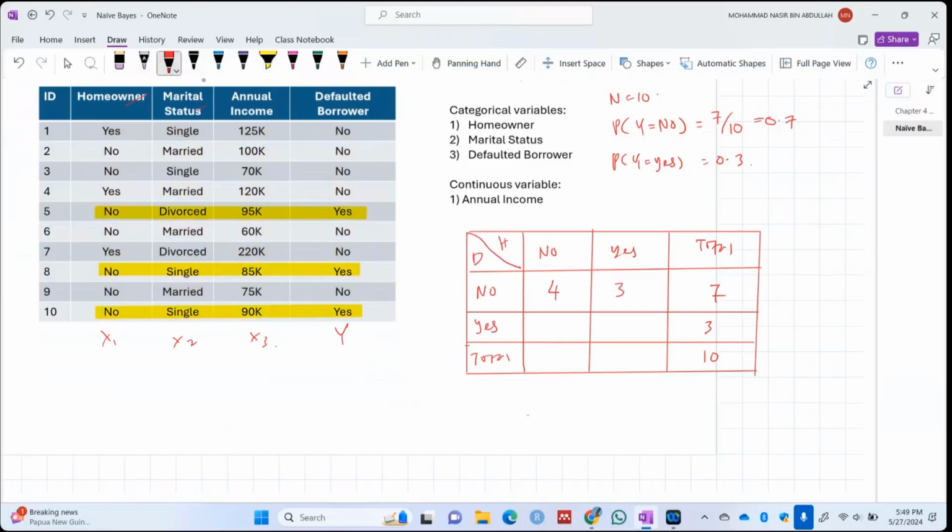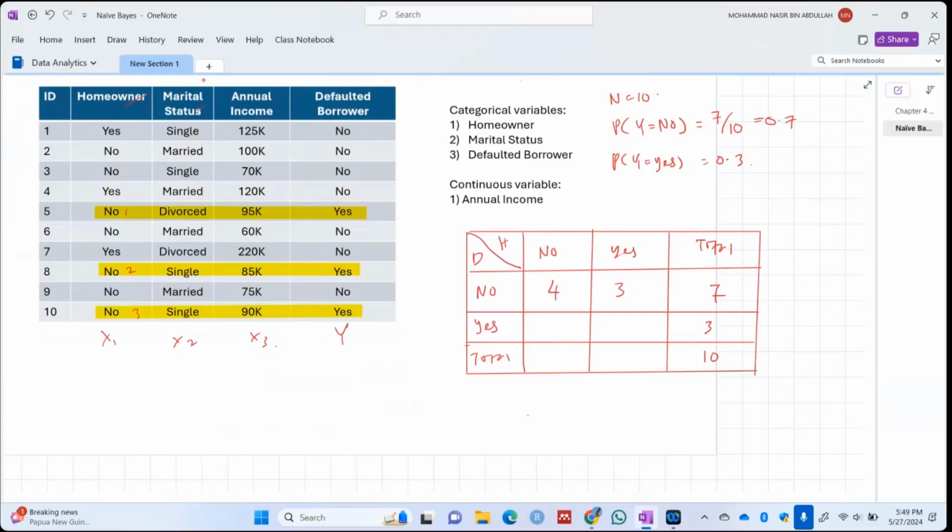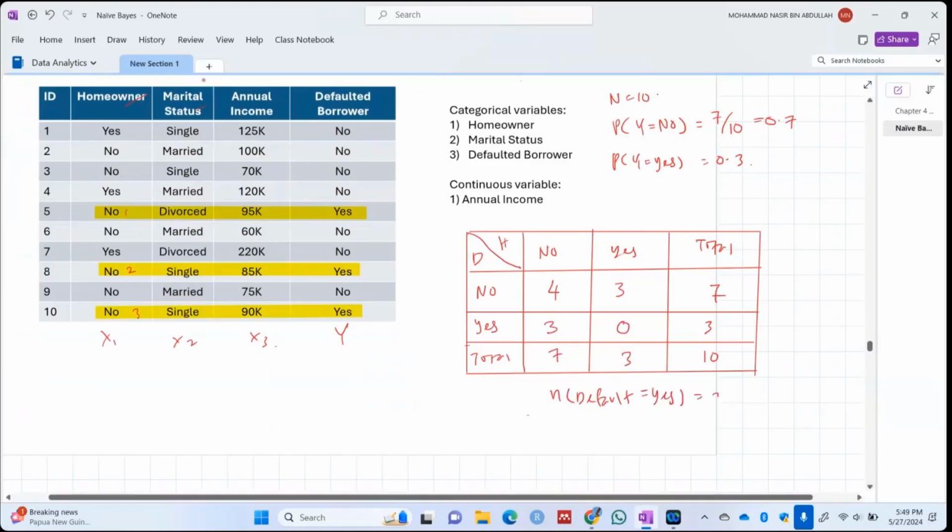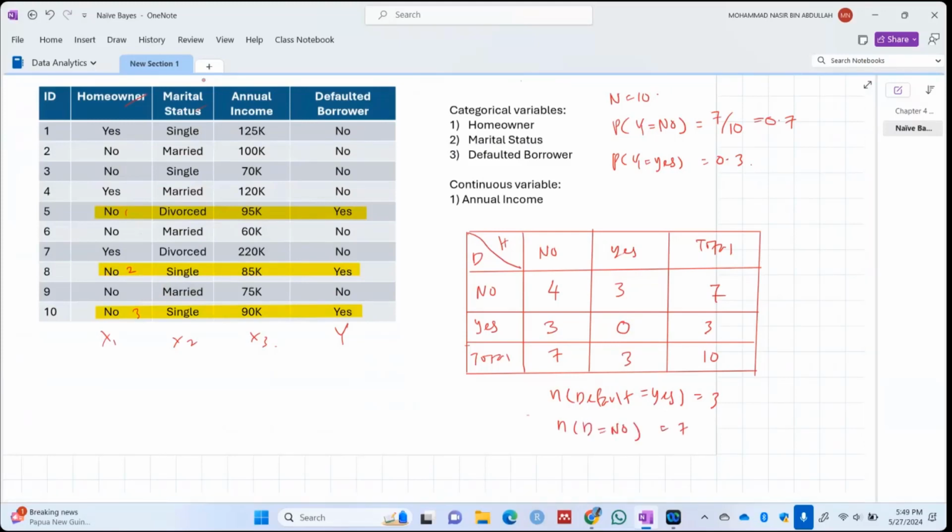So here the number of homeowner no is 1, 2, 3. So we have 3. And number of homeowner yes, 0. Right? So this is 7 and 3. And from here we know that number of default equal to yes equals 3, and default equal to no equals 7.